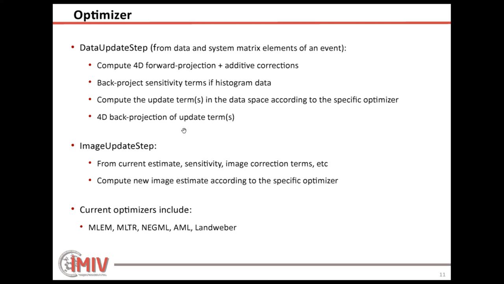And we backward project all the update terms. So this is for the data update step. Then after the loop on events, we have the image update step. And here we have the current estimate, the sensitivity, image correction terms, and any other images, for example when we are using penalties. And then we compute the new image estimate, specific to the optimizer.